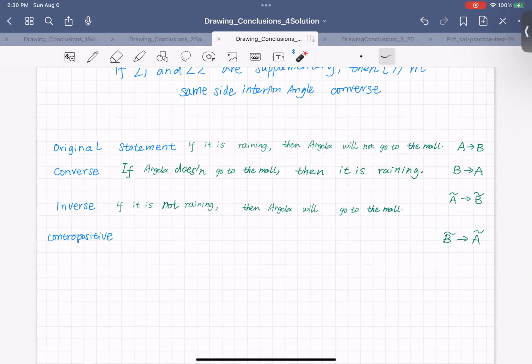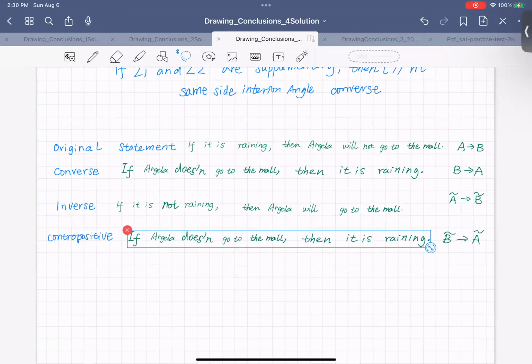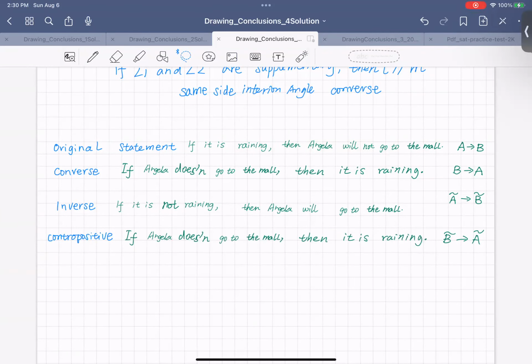If Angela goes to the mall, then it is not raining. So you want to do that one first. If Angela goes to the mall, so we are going to change this. And this is the converse. And I want to make this one to be not. So not means yes. So if Angela goes to the mall, then it is not raining. Okay? Yes.